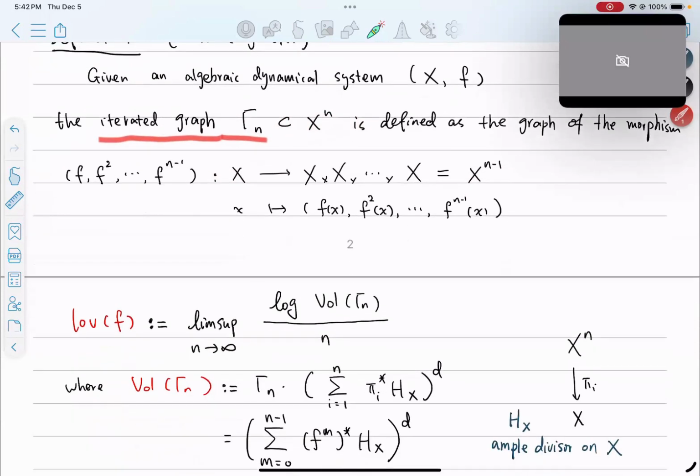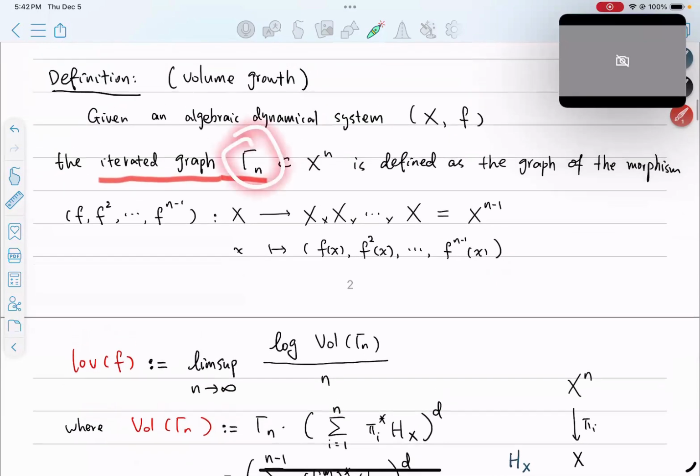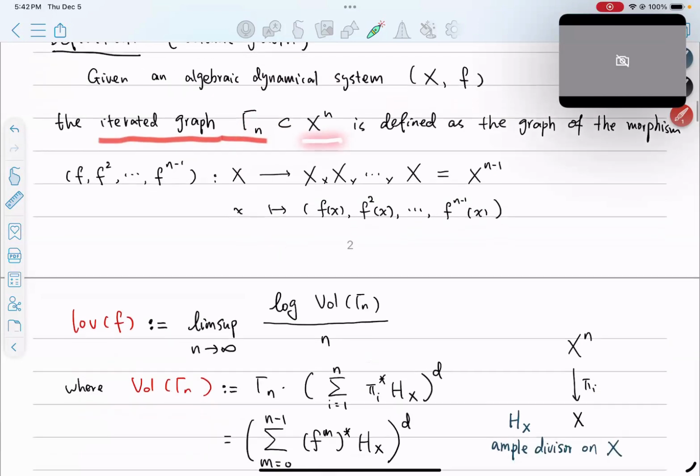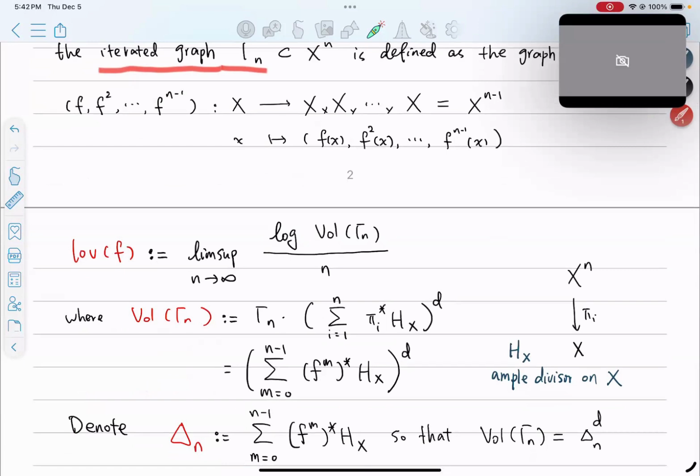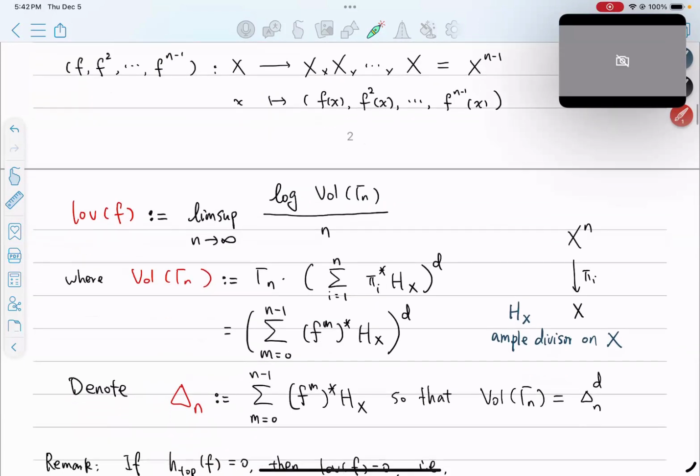Okay, and then Gromov just considers the volume of this Gamma_n, or in other words, in algebraic geometry, it is just the degree of this d-cycle in X to the n. So we look at the degree by choosing a polarization. We first fix an arbitrary ample divisor on X called H_X. Then we look at an ample divisor on this product space by taking the pullbacks of this under all the projections pi_i and taking the sum. So this is an ample divisor on X to the n. And then we look at the degree of this Gamma_n, or the volume as called by Gromov: Gamma_n times the d-th power of this ample divisor, because Gamma_n is a d-cycle.